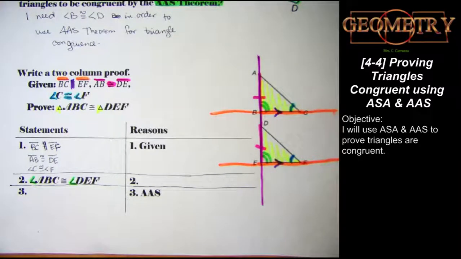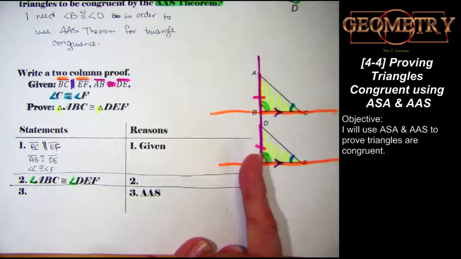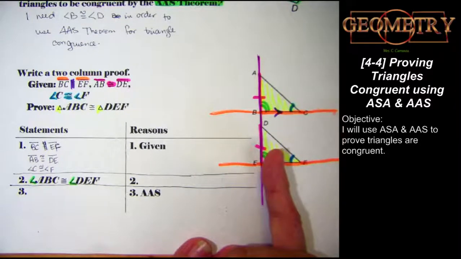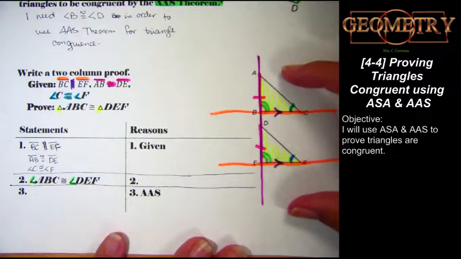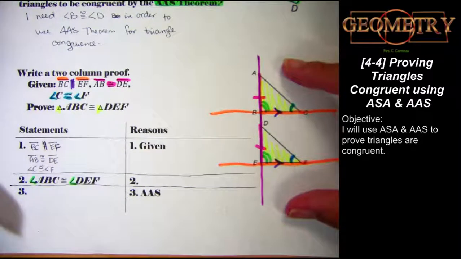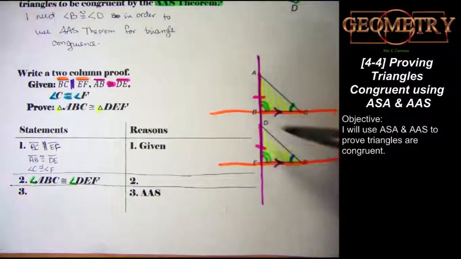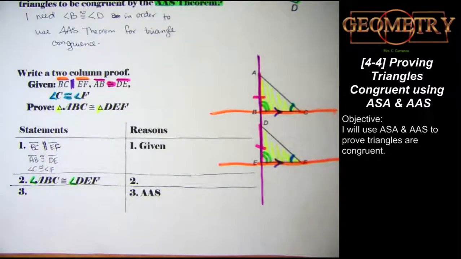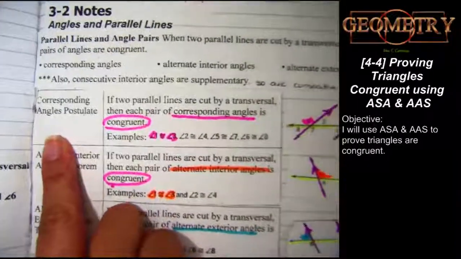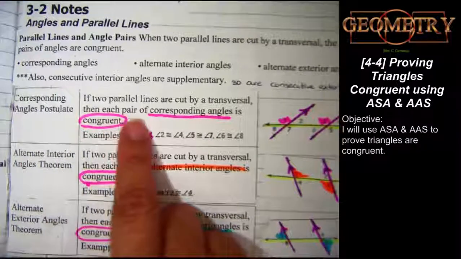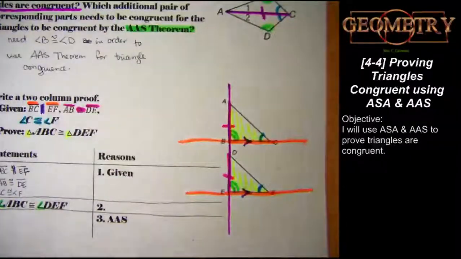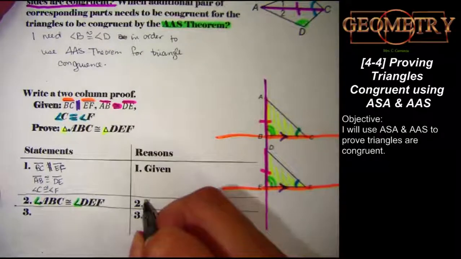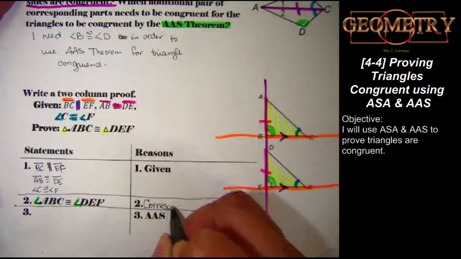But what we can say is that these are corresponding angles. If we notice our transversal, they're both on the same side of the transversal. One of those angles is between the lines that were intersected. One of those angles is in the outside exterior portion of those lines. And so these angles are corresponding. In section 3.2, we have the corresponding angles postulate that says if two parallel lines are cut by a transversal, corresponding angles are congruent. And so the reason for number 2 is the corresponding angles postulate.